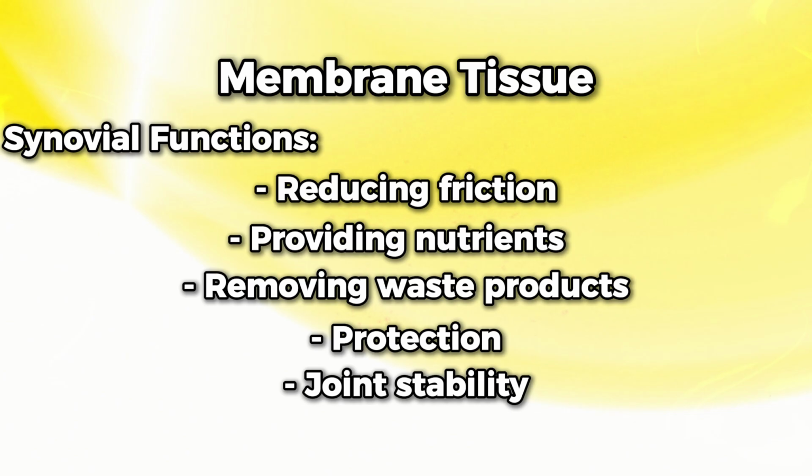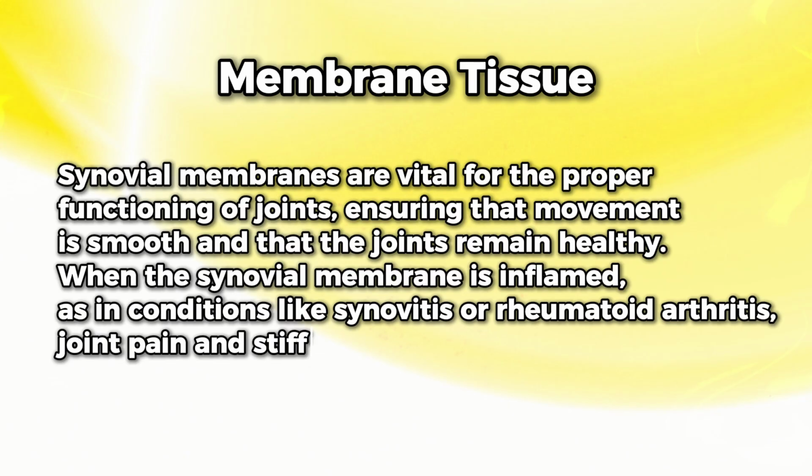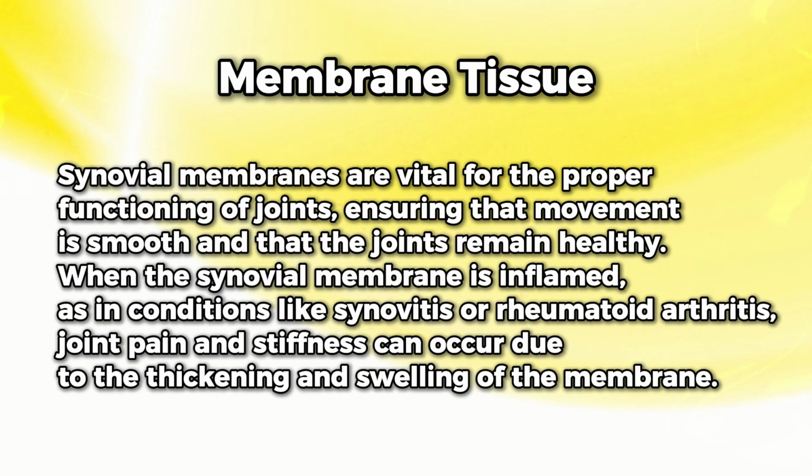Joint stability. The synovial membrane, through its structure and secretion of fluid, helps stabilize the joint by reducing wear and tear on the articular cartilage. Synovial membranes are vital for the proper functioning of joints, ensuring that movement is smooth and that the joints remain healthy. When the synovial membrane is inflamed, as in conditions like synovitis or rheumatoid arthritis, joint pain and stiffness can occur due to the thickening and swelling of the membrane.